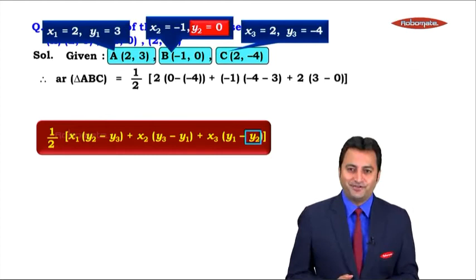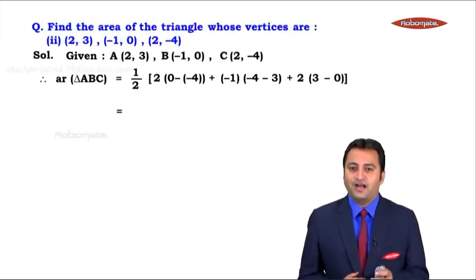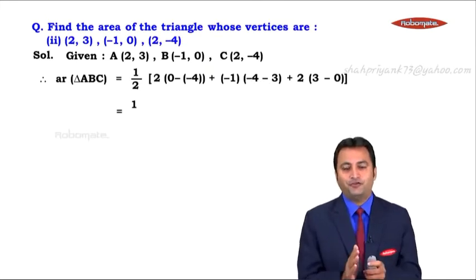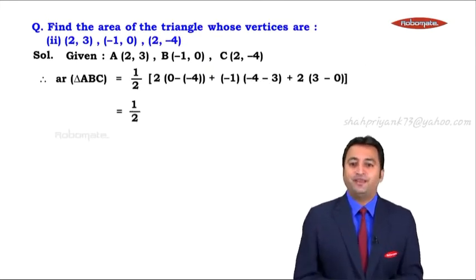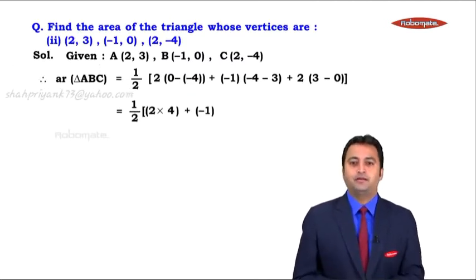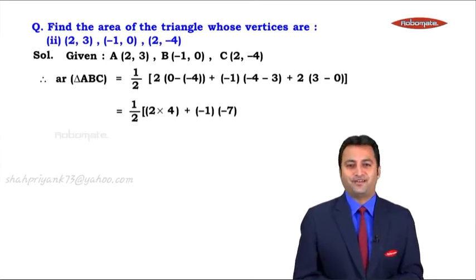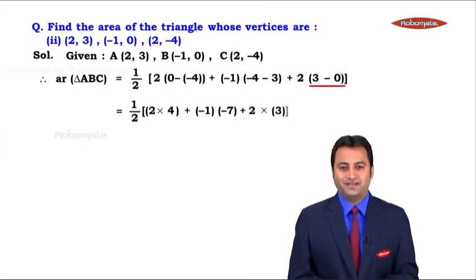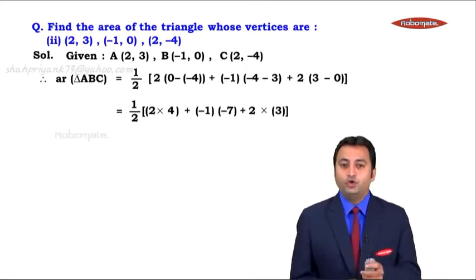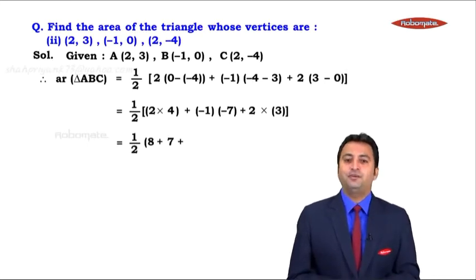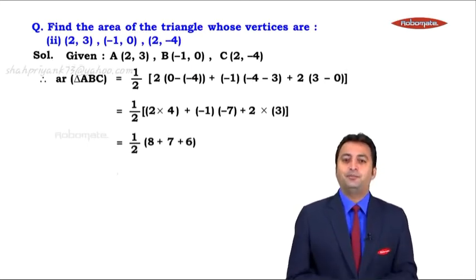Now let us solve it further. What do we get as the next step? Half into minus of minus 4 will be plus 4 and 2 into 4 will be 8. Look at that, 2 into 4. Second bracket will be minus 1 into minus 7. Last bracket will be 2 into bracket 3. Next step: 2 into 4, first product will be 8. Second product will be 7 and the third product will be 6.